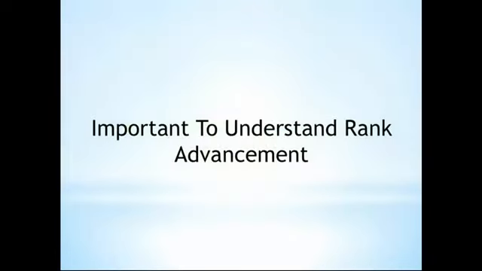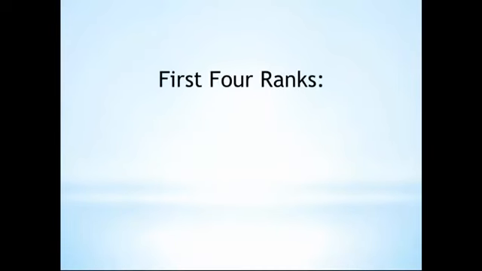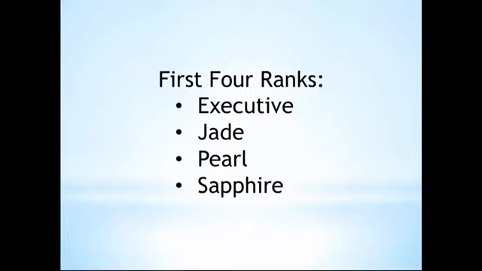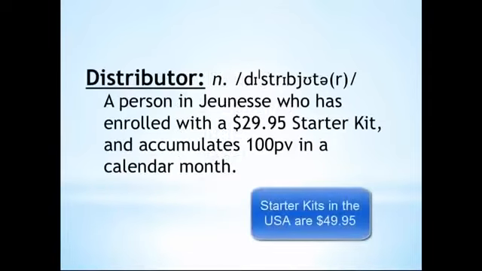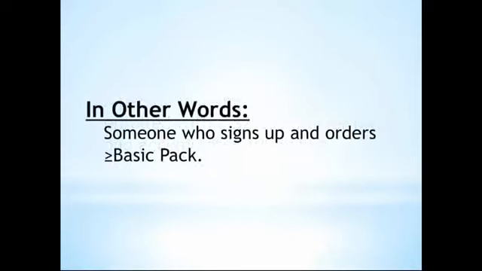Though it is important to understand the qualifications for all the ranks, in this video, we're only going to focus on the first 4 ranks and the benefits associated with them. First, some terminology. A distributor is someone who enrolls in the opportunity with the $29 starter kit and accumulates at least 100 points in personal volume during a calendar month. So basically, someone who signs up and orders a basic pack or more.